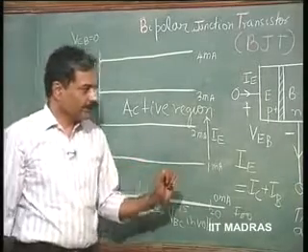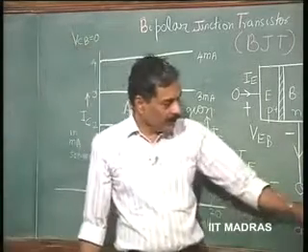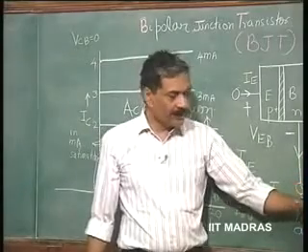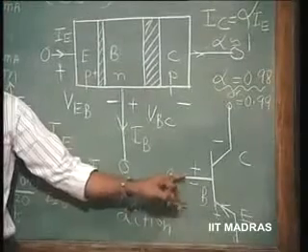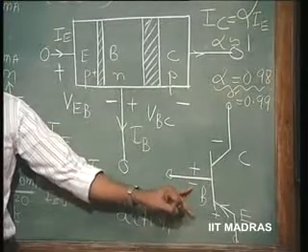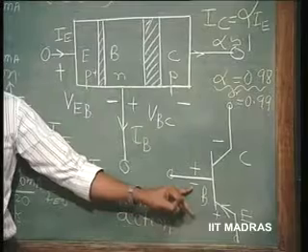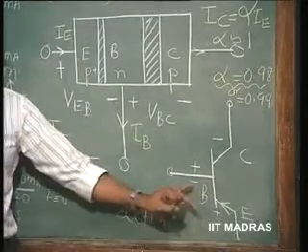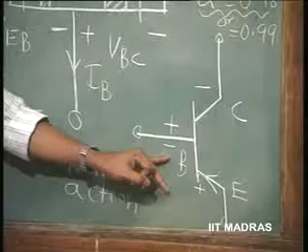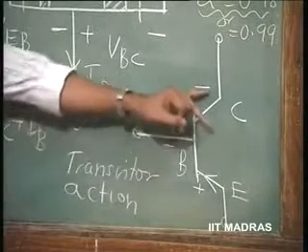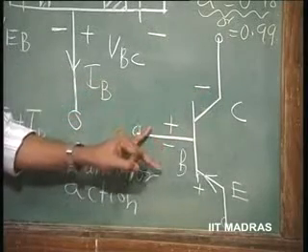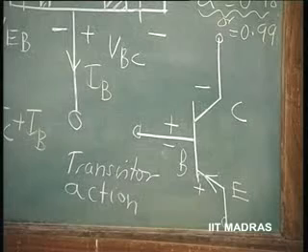Once again, let us consider the other regions. If the collector base junction is reverse biased and the emitter base junction is forward biased, it is said to be in the active region. If the emitter base junction is reverse biased and the collector base junction is reverse biased, it is said to be in the cutoff region.